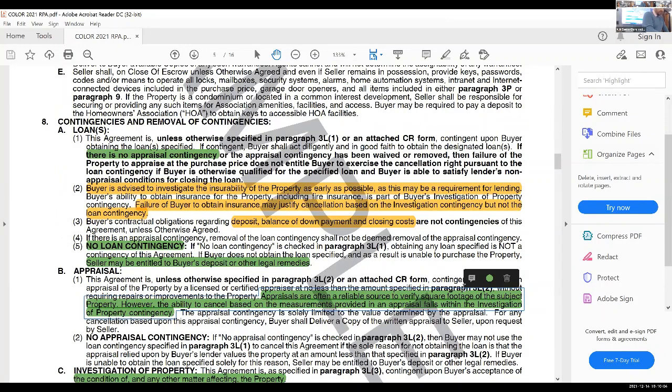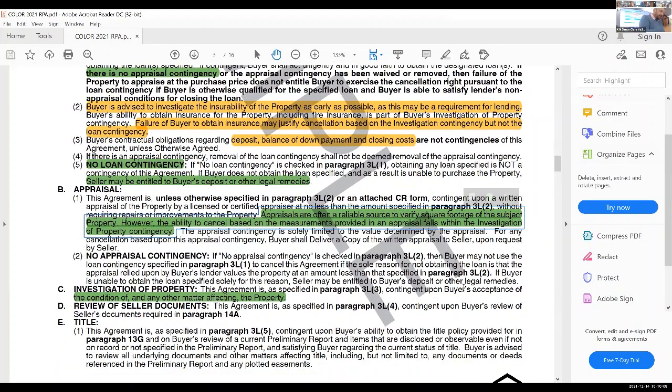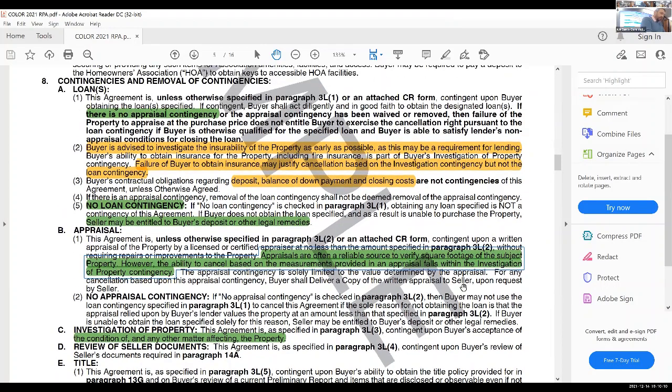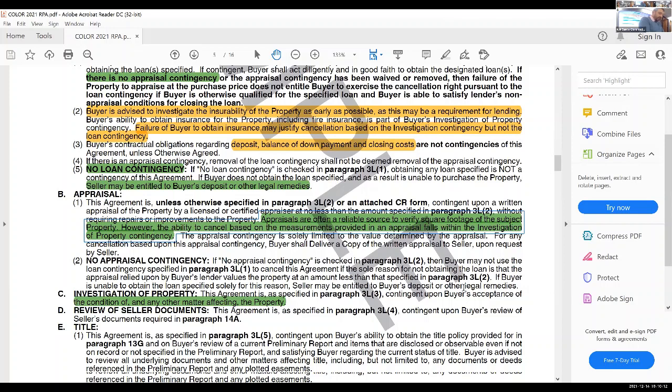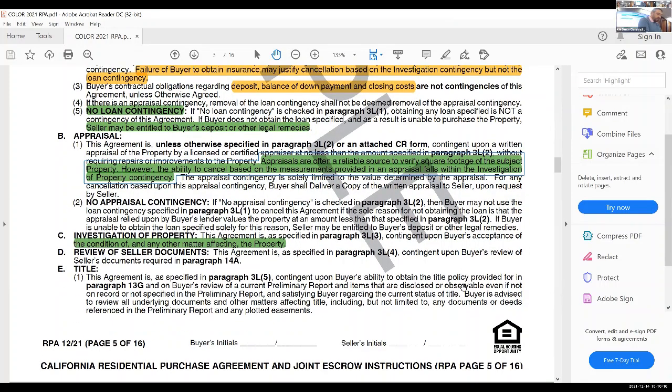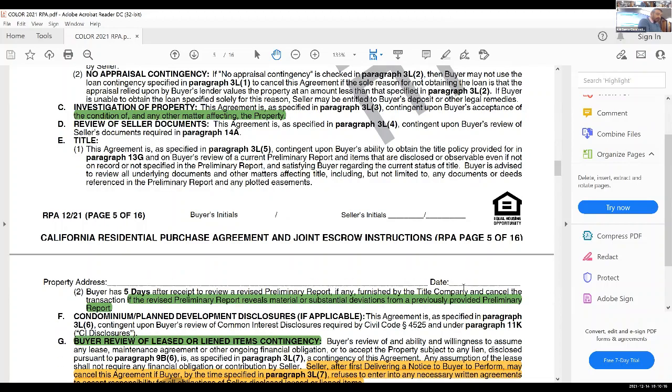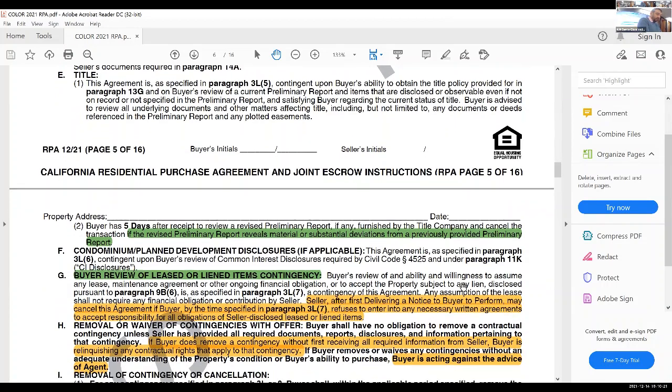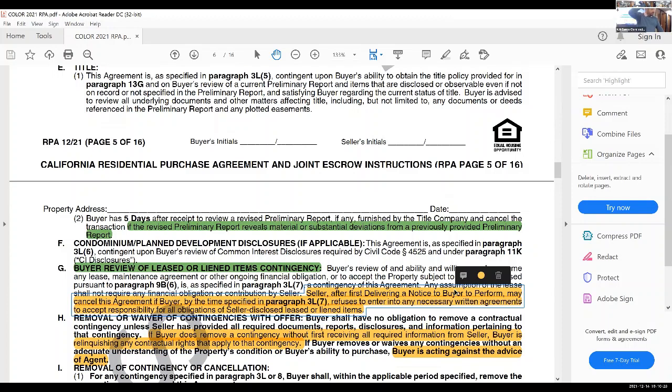The contingencies are addressed in paragraph 8, all the different ones, they go down the line. You have loan, appraisal, property investigation, title documents, and other seller documents, condominium documents, and the buyer review of leased or liened items contingency. That's all those lovely solar panels and Tesla batteries, things of that nature that are not addressed in previous purchase agreements.